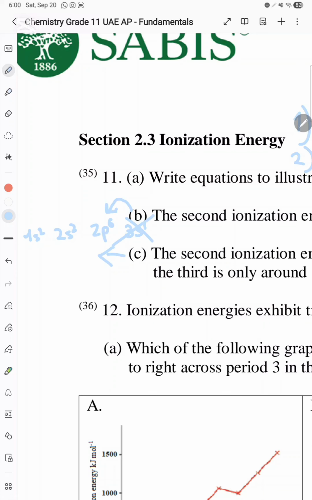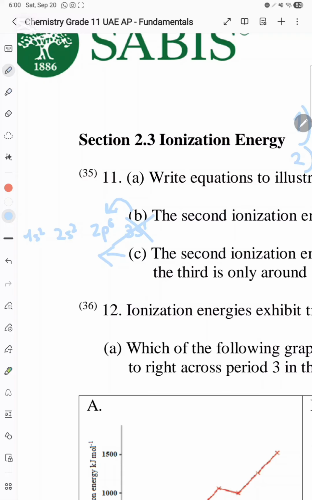So when you take it away from it, it's going to be way harder than the first one. That's why the second is 9 times greater than the first. In the first, you're taking it away from a shell with only 1 electron. In the second, you're taking it away from a shell, or an energy sublevel, that's full.